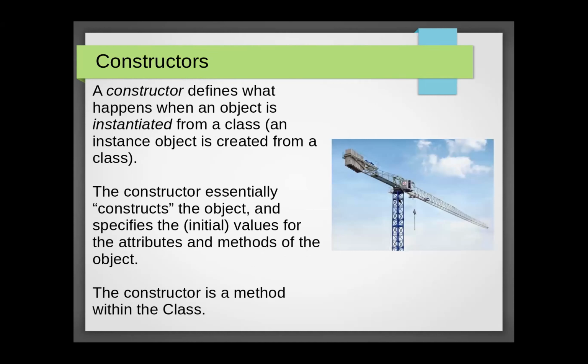Now, when you create an object from a class, which is a process known as instantiation, there's something known as a constructor. And a constructor basically defines what happens when an object is instantiated from a class, so when you create an object from a class blueprint. A good way to think about it is the constructor essentially constructing the object from that class blueprint, and the constructor will give the default values to the object, and it'll give the attributes and methods that it needs. And you write the constructor as a method within the class.